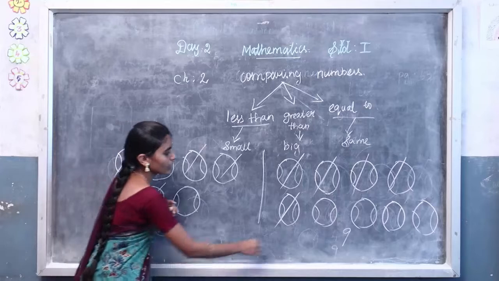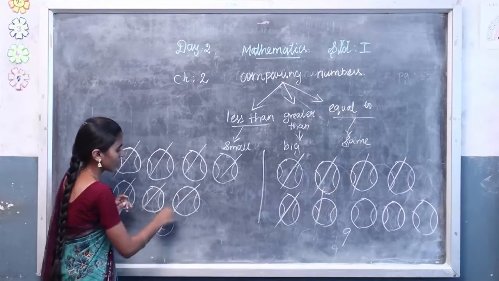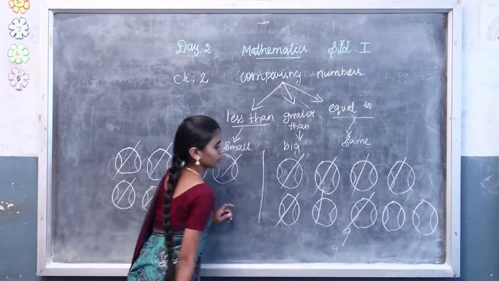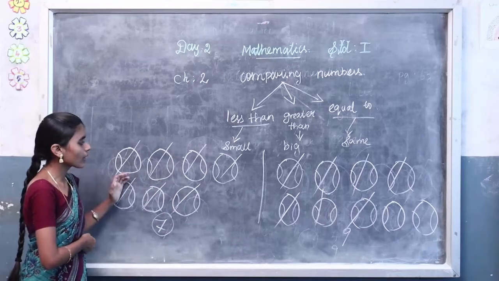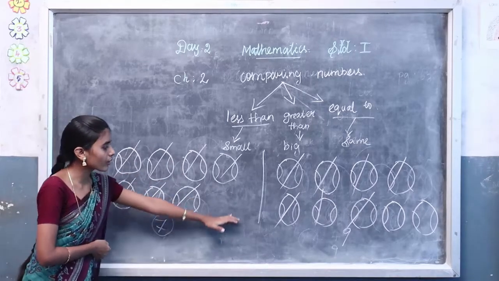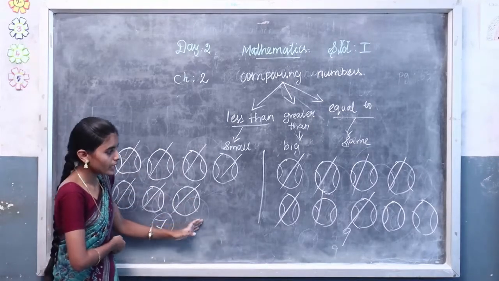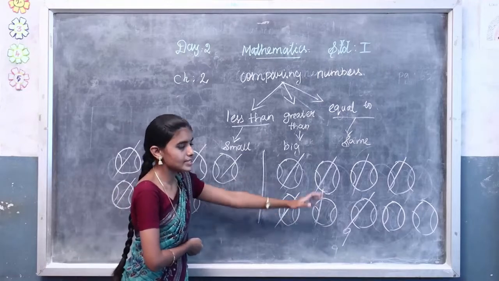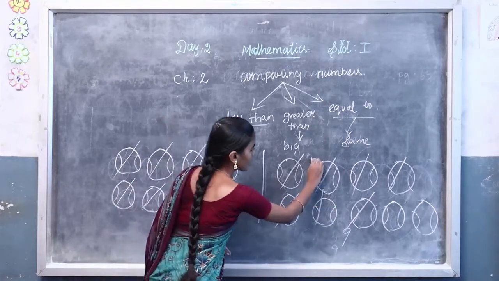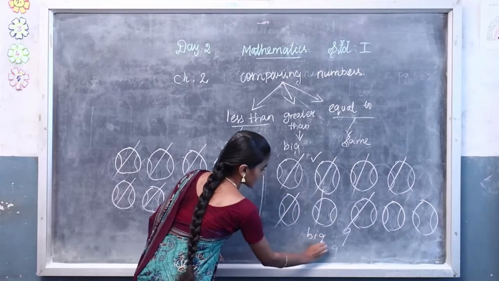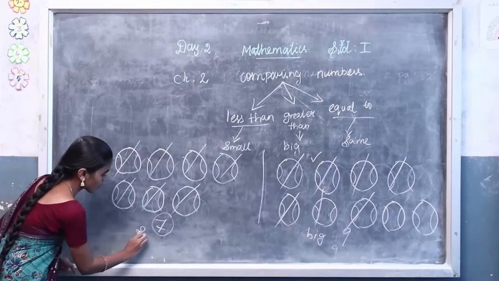Next one ball, here also next one ball. See the first group. In the first group, all balls are struck out. There are no remaining balls in the first group. See the second group, how many balls are remaining? 2 balls remaining. So this is the biggest group. This is the big group, this is the small group.